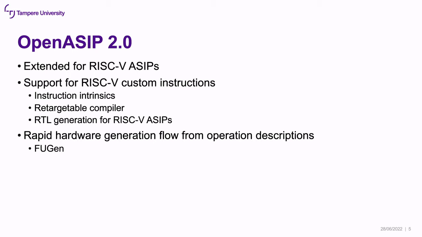In this work, we introduced a new version of the toolset, 2.0, that adds support for the RISC-V instruction set architecture. With the new version, users can design RISC-V-based ASIPs with support for custom instructions that are invoked with instruction intrinsics. The toolset also ships with a retargetable compiler for RISC-V that is able to adapt to the custom instruction intrinsics. We also support hardware generation for RISC-V based on the processor description used in the toolset.